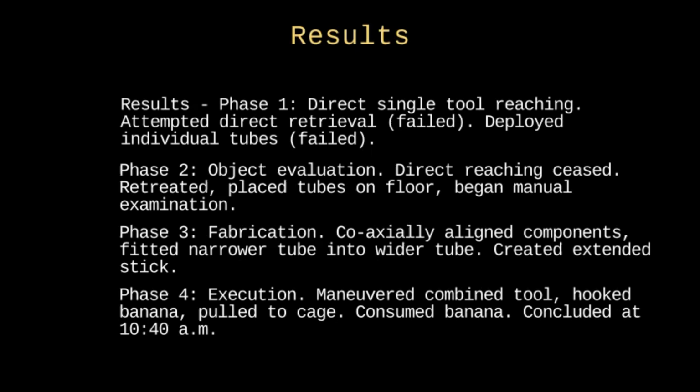The subject maneuvered the combined tool through the cage bars, successfully hooked the banana, and pulled it across the laboratory floor until it was within reach. Emily grabbed the banana and immediately consumed it. The trial successfully concluded at 10:40 am.